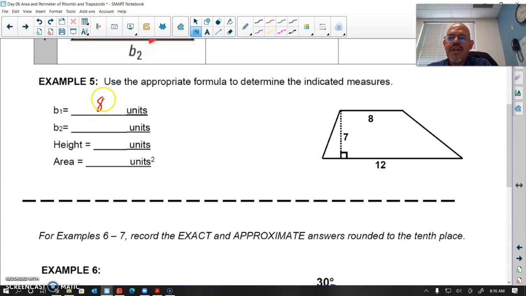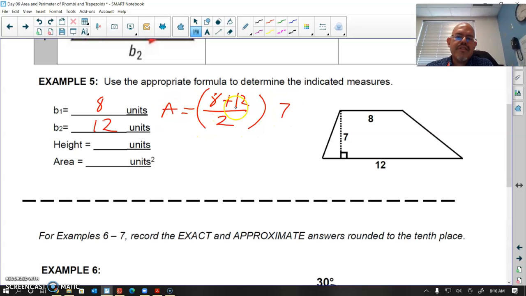So base 1 is 8, base 2 is 12. So it's 8 plus 12 divided by 2, and then you multiply that by the height, which is 7. So that's going to be 20 divided by 2, 10, so it's 70 square units. Oh, I forgot to mark out the height, which is 7.